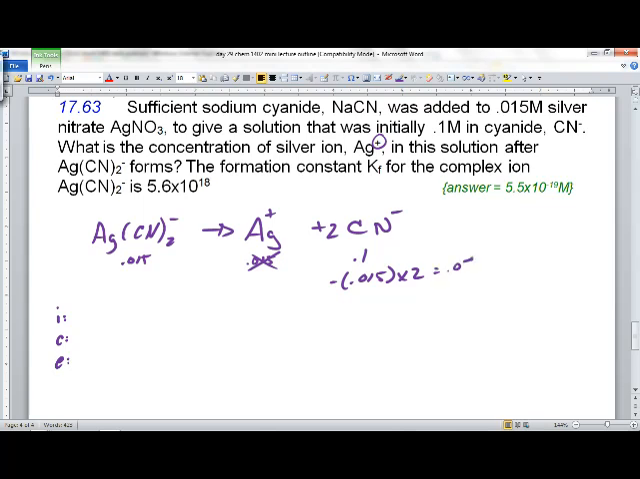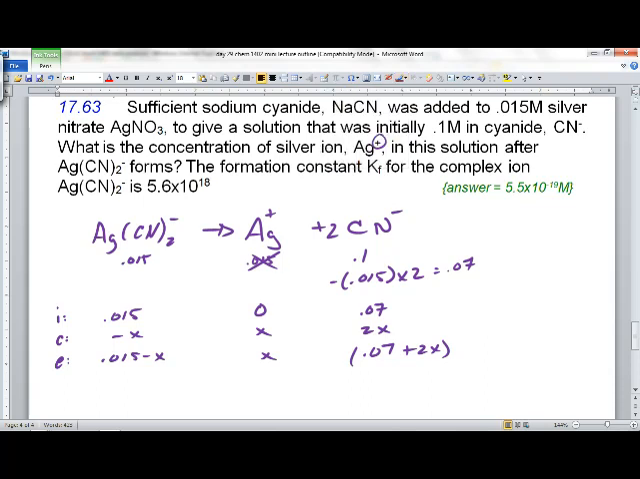Okay. So now I'm ready to do my ICE table. Everybody, under the complex ion, I should put 0.015. Under the silver, put 0 or a dash. The cyanide, put 0.07. And then the change row, it's minus x, x. Oh, well, this guy's 2x, actually. All right. 0.015 minus x, x, 0.07 plus 2x.